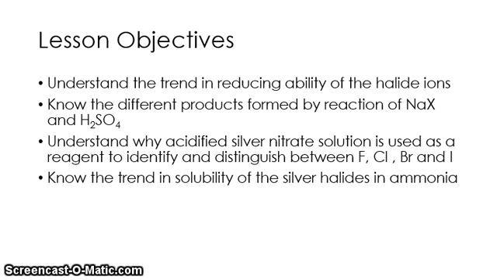Back to our lesson objectives, which were to understand the trend in reducing ability for halide ions, know the different products formed by reaction of NaX and sulfuric acid, understand why acidified silver nitrate solution is used as a reagent to identify and distinguish between fluoride, chloride, bromide and iodide, and know the trend in solubility of the silver halide in ammonia. So as usual, if you don't understand anything to do with those lesson objectives, go back and rewatch the video or use your textbook so that you make sure that you understand it before you come to lesson.